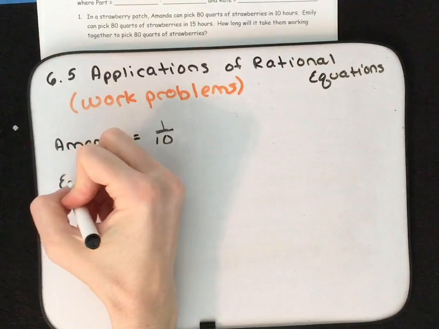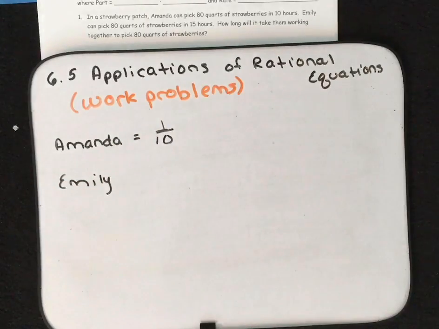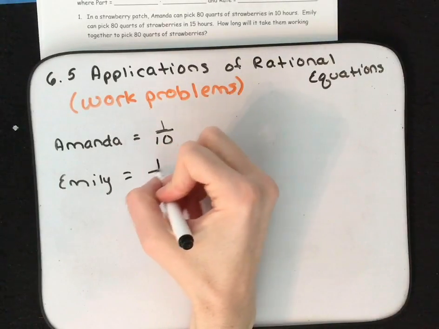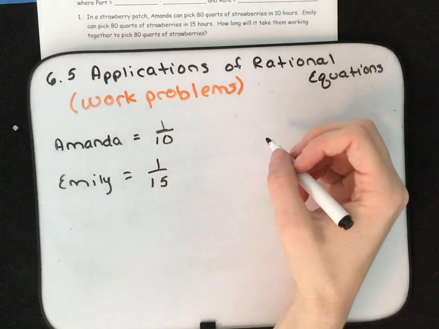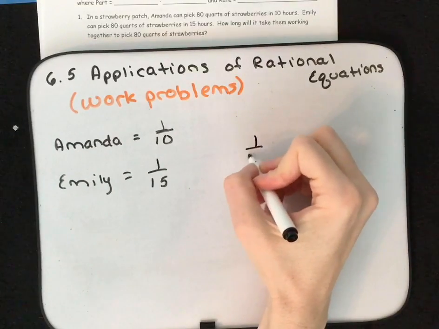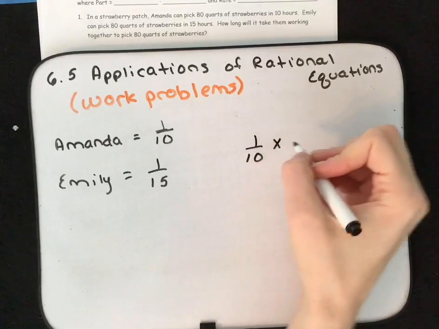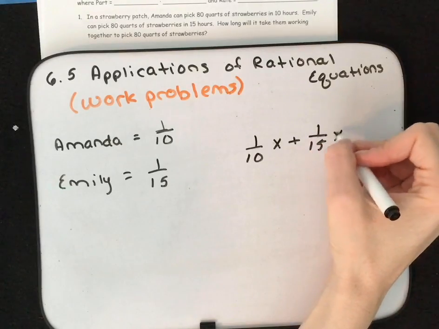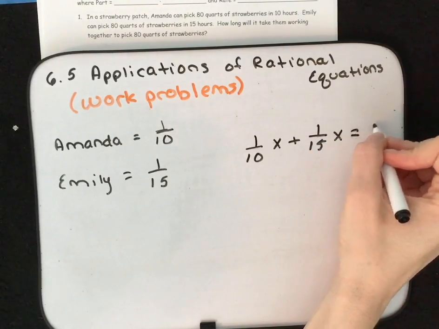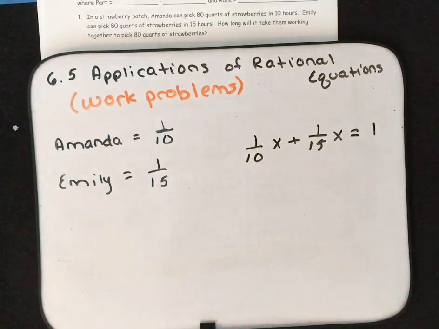Then if we look at Emily, it says Emily can pick 80 quarts of strawberries in 15 hours. So that means that her rate is 1/15. Well, we're looking to see if they're working together. We don't know how long they're working together, but Amanda is 1/10 for her rate times the time working together, plus Emily, which is 1/15 as her rate, times the time working together, is equaling one job. The one job that they're going to complete in this case is picking 80 quarts of strawberries. So, how do we solve this?